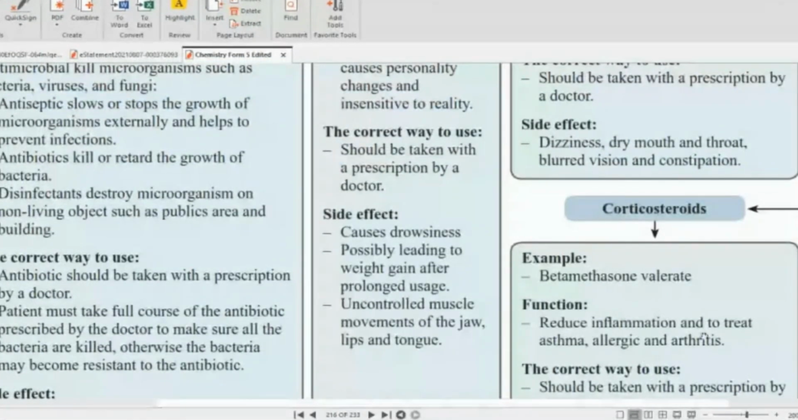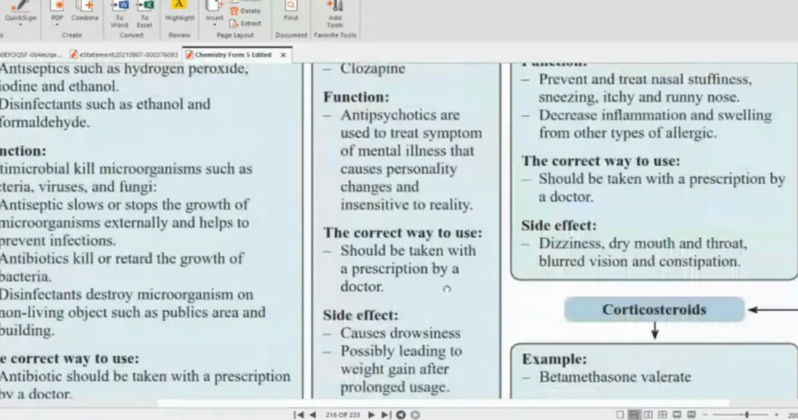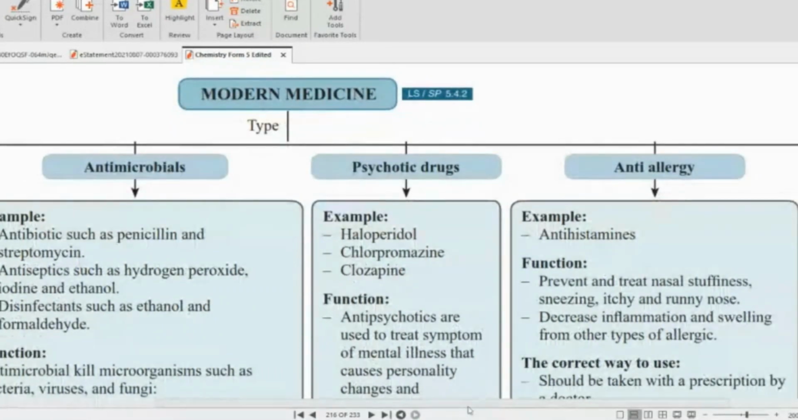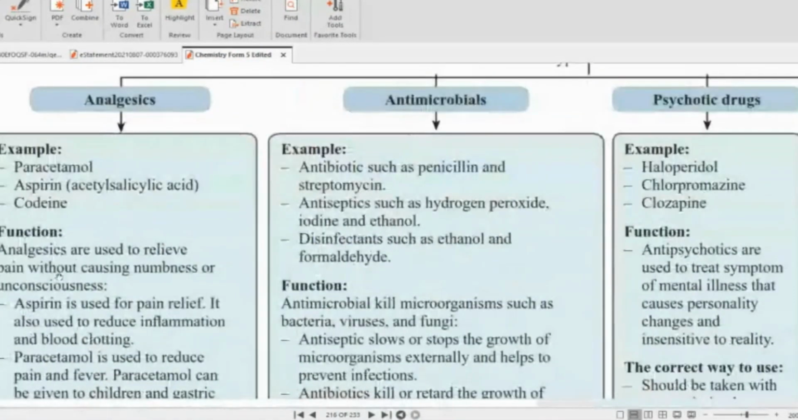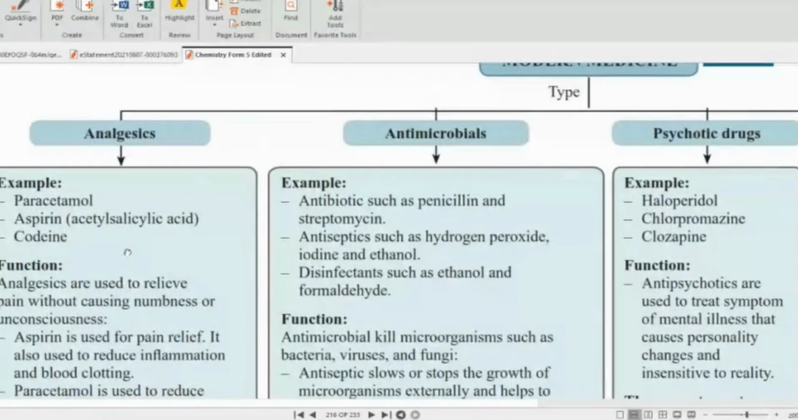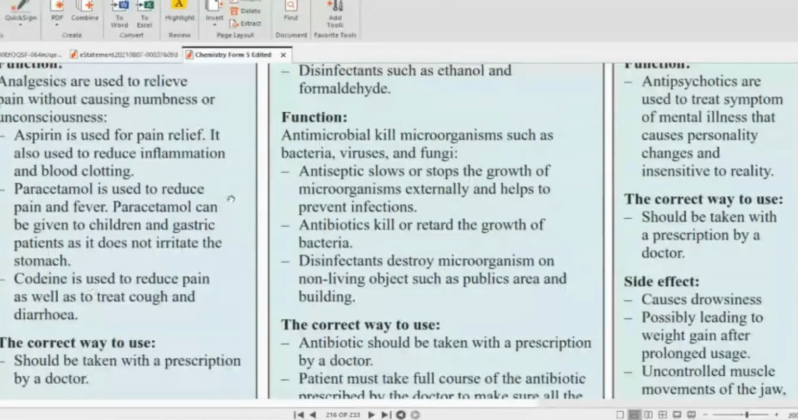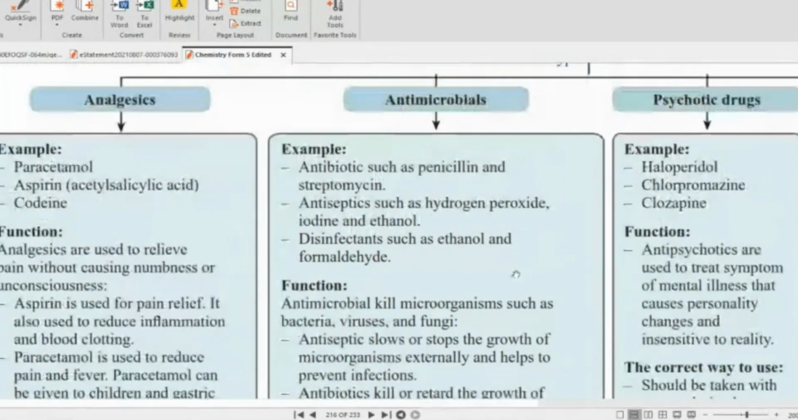So these are the 5 categories of modern medicine. This one is more popular compared to traditional medicine. As I mentioned just now, for analgesics, aspirin cannot be taken by pregnant women, children, or gastric patients because it is very acidic. So they should take paracetamol, because paracetamol is neutral.